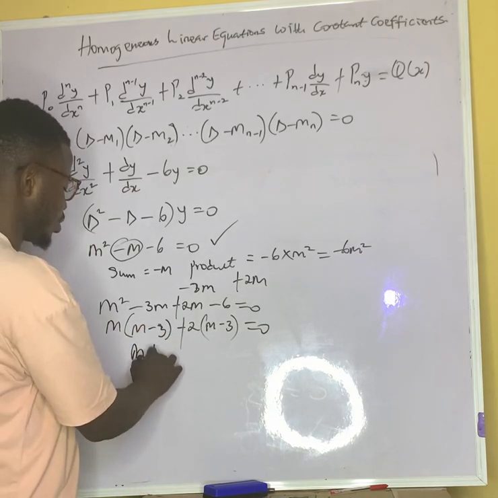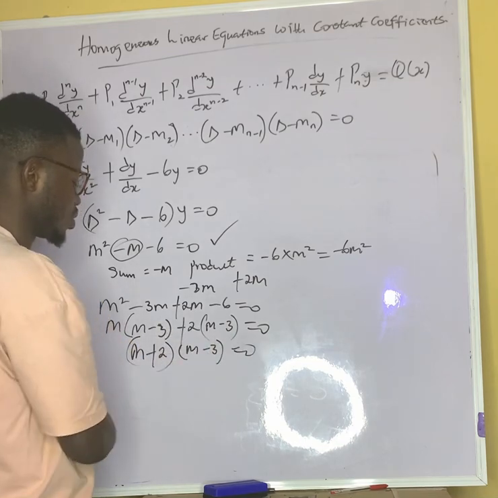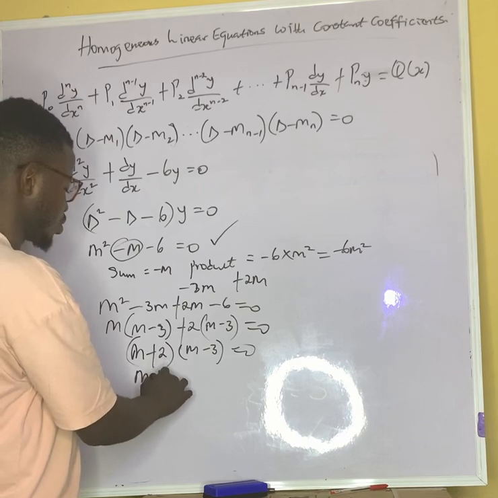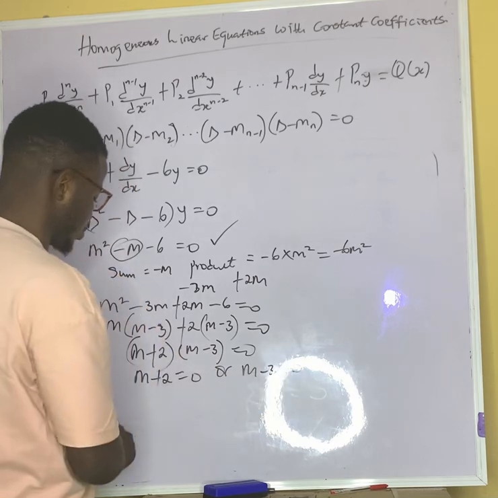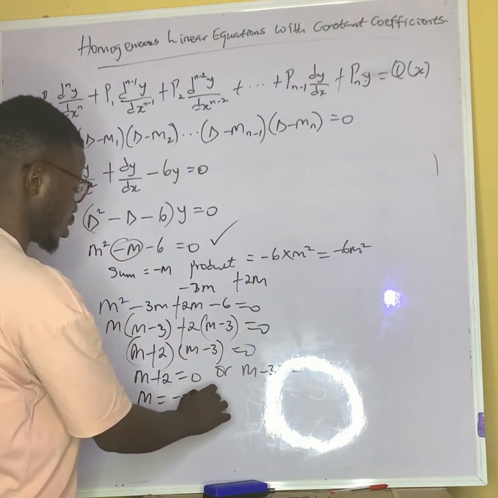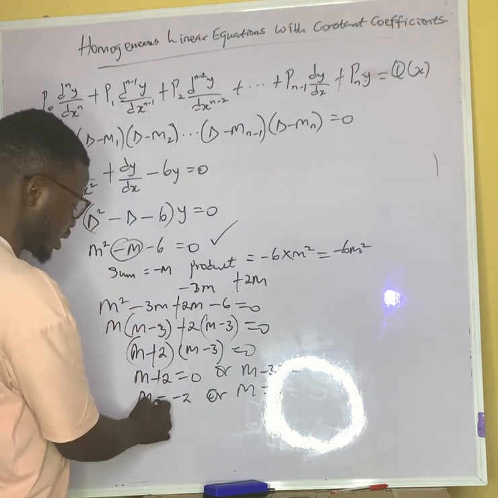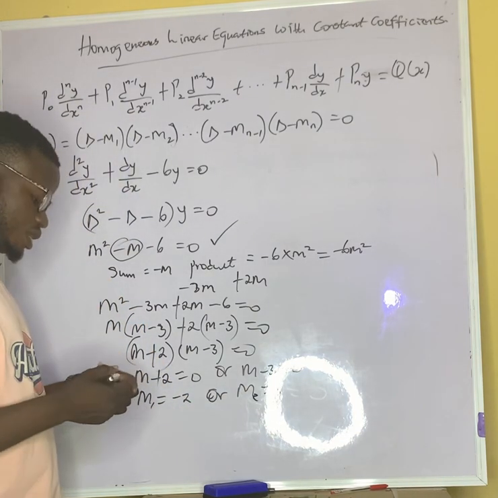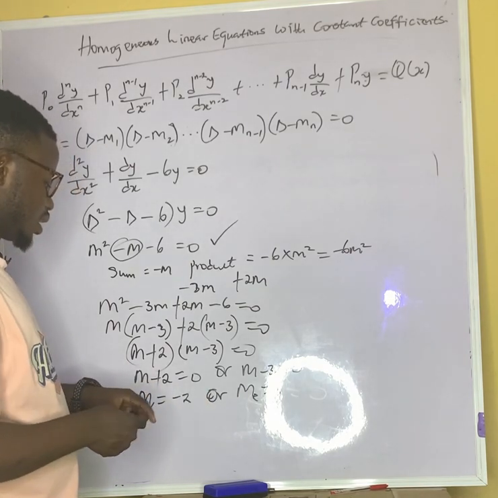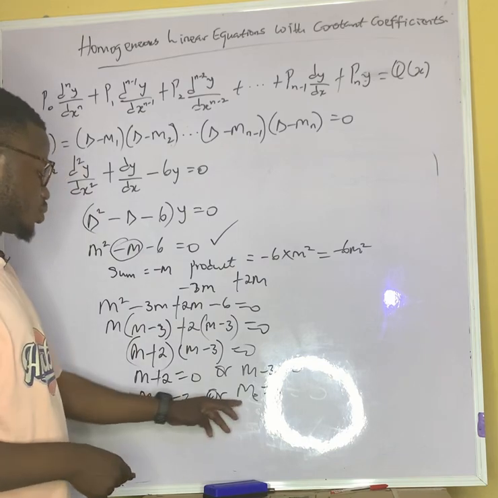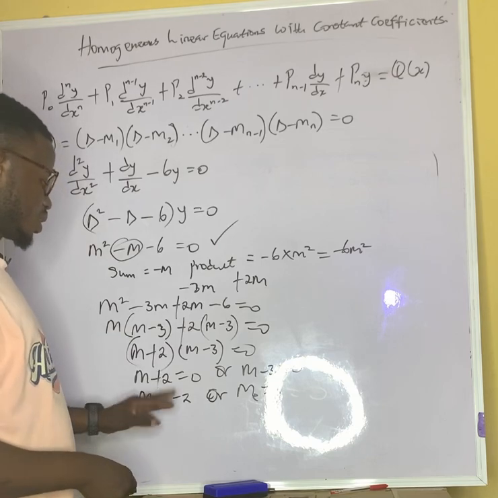So from here we can write m plus 2, then we'll pick one of the two brackets since they are the same, equals 0. So from here it means m plus 2 equals 0, or m minus 3 equals 0. So from here we have m equals minus 2, or m equals 3. So here we can say this one is m1, while this one is m2. And these m1 and m2 are referred to as the characteristic roots. These are the roots of this particular differential equation under homogeneous linear equations with constant coefficients.